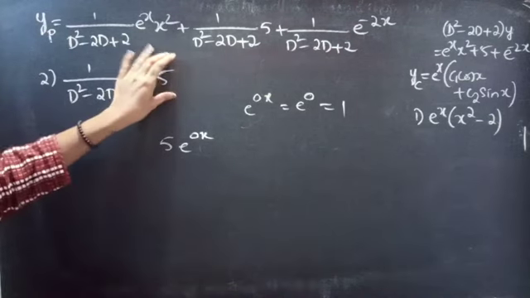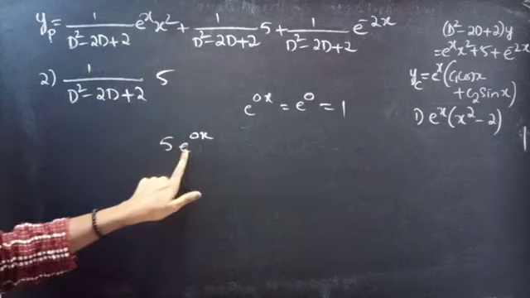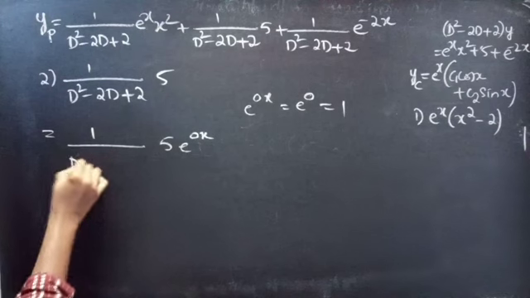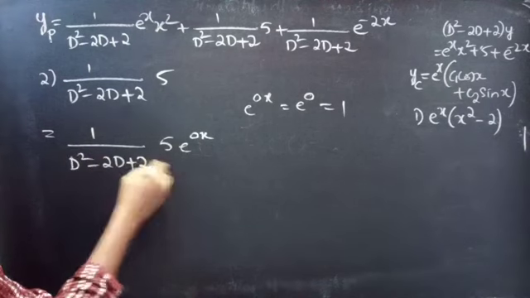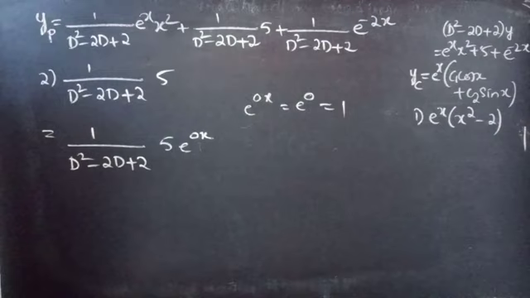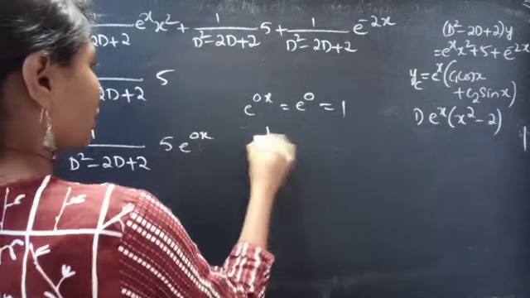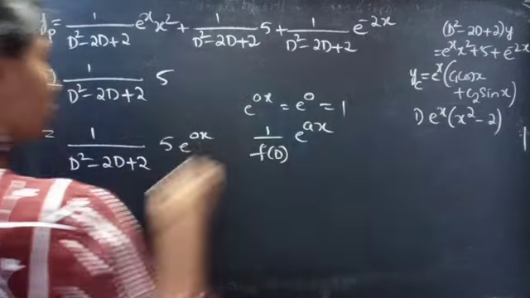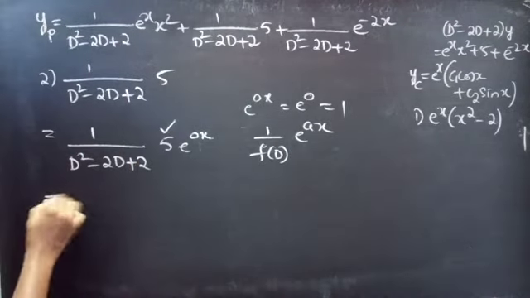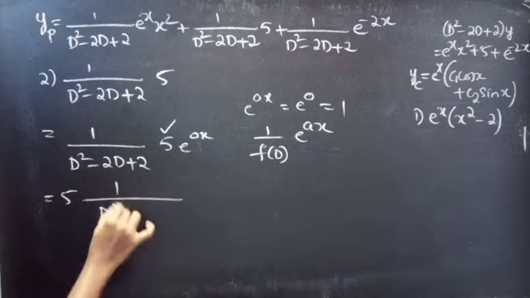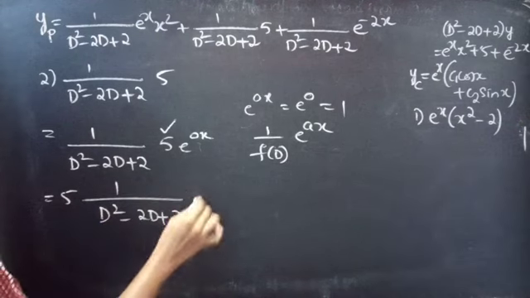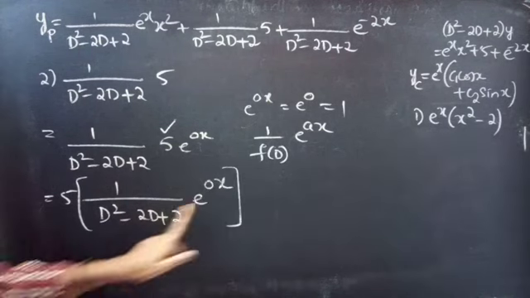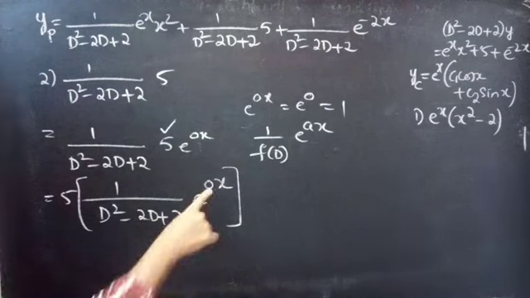We have a constant. We'll write that constant as 5 into e power 0x simply. Now this becomes 1 by f of D into 5 into e power 0x. So this is of 1 by f of D into e power ax form, right? Take this constant towards left. We'll get 5 into 1 by f of D into e power 0x. Now this is of 1 by f of D into e power ax form.